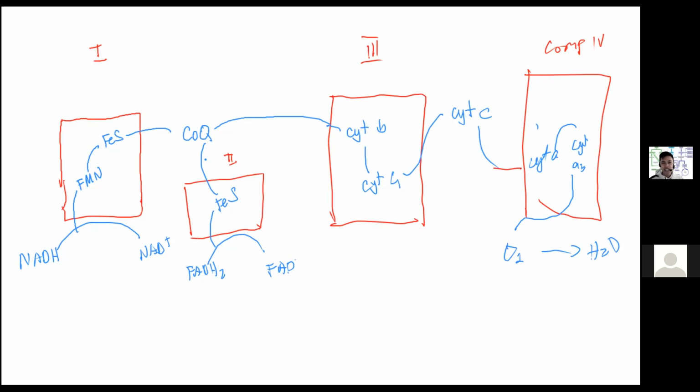So again, it's not very difficult to understand, because just like what I mentioned, it's just the electrons moving in these different complexes. Now the question is, did we already produce ATP here, class? Yes or no? Did we already produce ATP? Not yet. Right? Not yet.